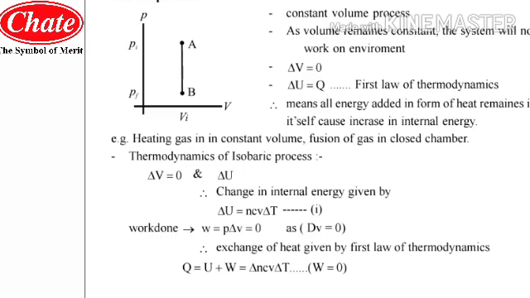Now work done will be W is equal to P delta V. So the amount of pressure exerted will cause a change in the volume of the system. As dV is 0, the exchange of heat given by the first law of thermodynamics, Q is equal to delta U plus W, which is further equal to n Cv delta T, as W will be 0. So this is the entire isochoric process that we have learned in this video.